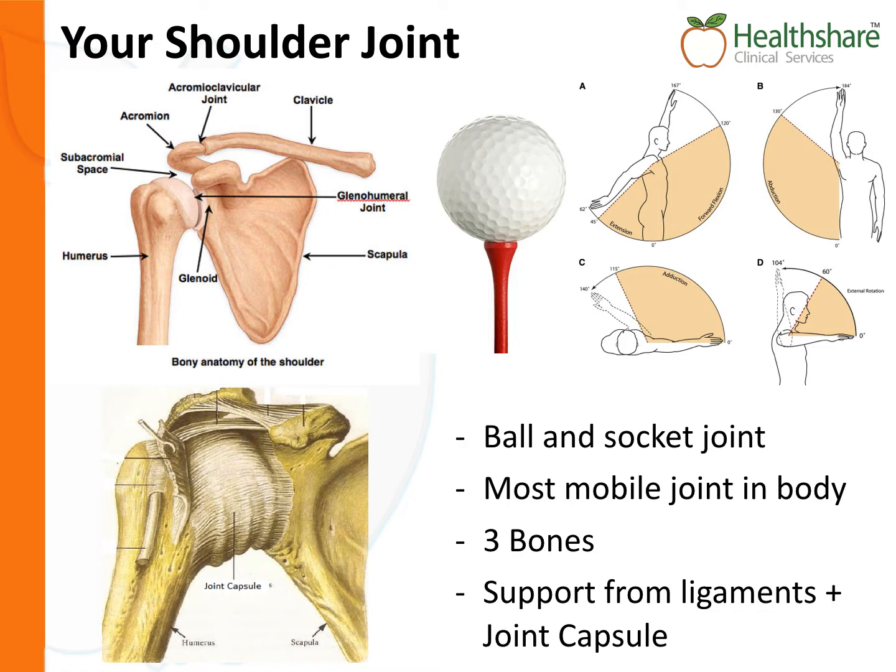Now, because the shoulder joint is so mobile, it requires some support from the structures that surround it, and in the bottom left there you can see that it has a joint capsule that sits around the joint, but it also has some ligaments that sit around it that give it some stability as well.